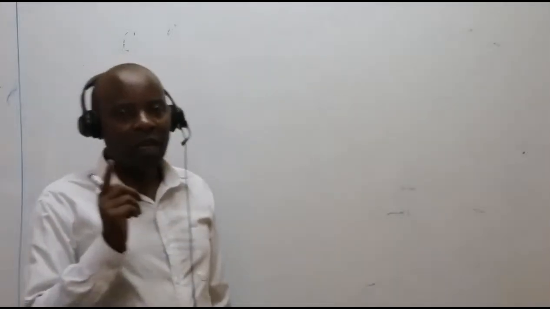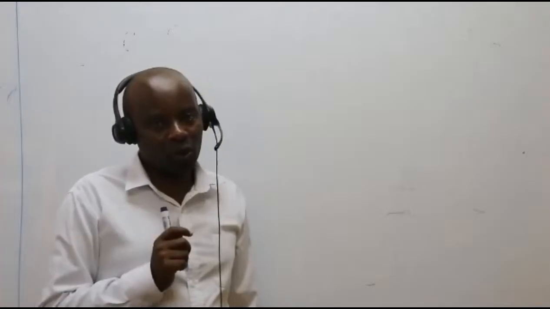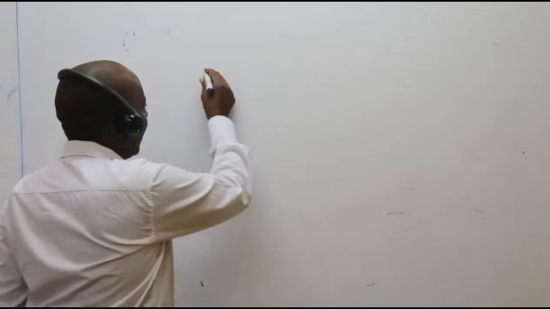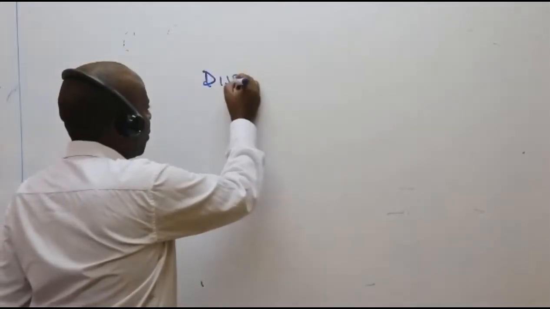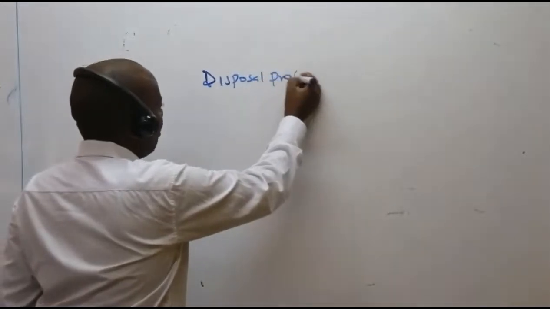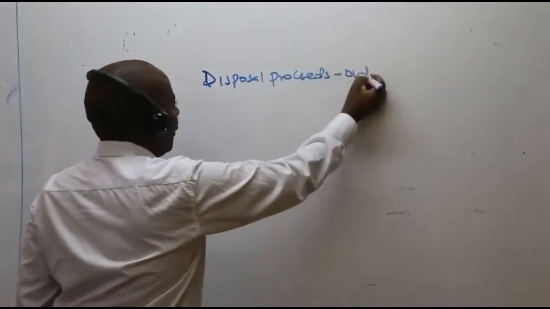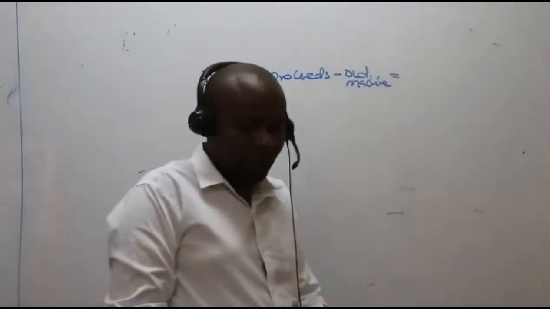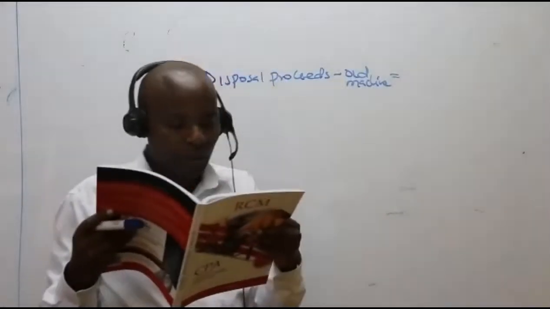For me to be able to get the initial outlay very well, never forget to calculate the loss on disposal. The loss on disposal is very important. So how do I get this loss on disposal? Number one, I would want to get the disposal proceeds of the old machine. So the disposal proceeds of the old machine, ladies and gentlemen, what have they told us?